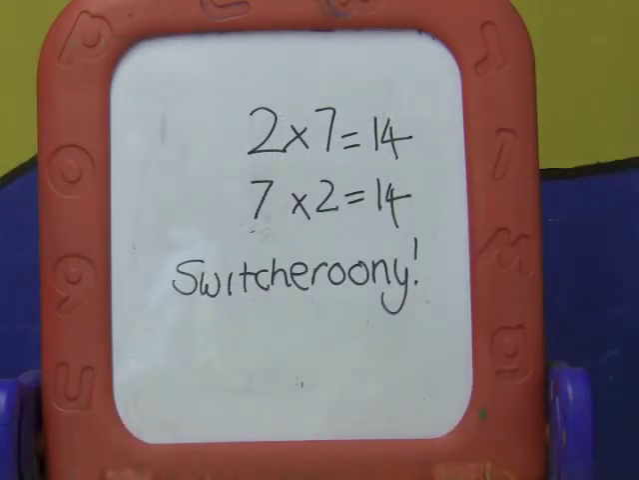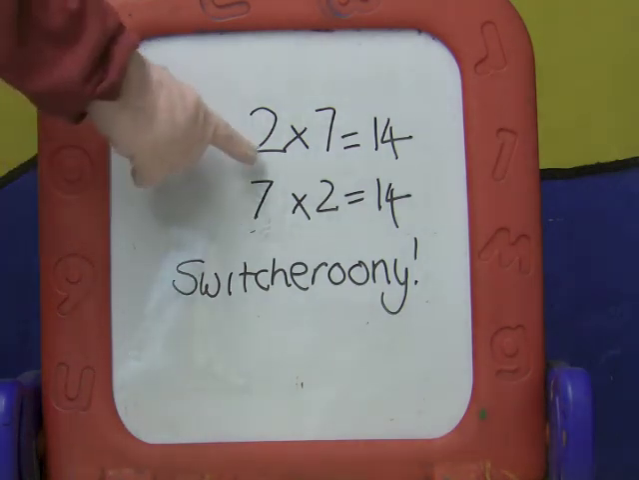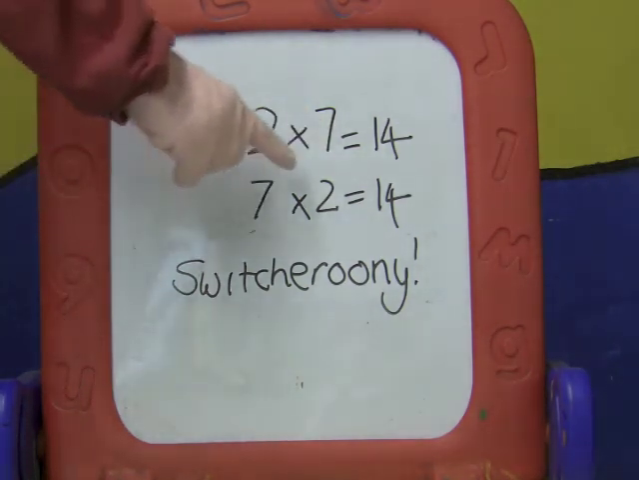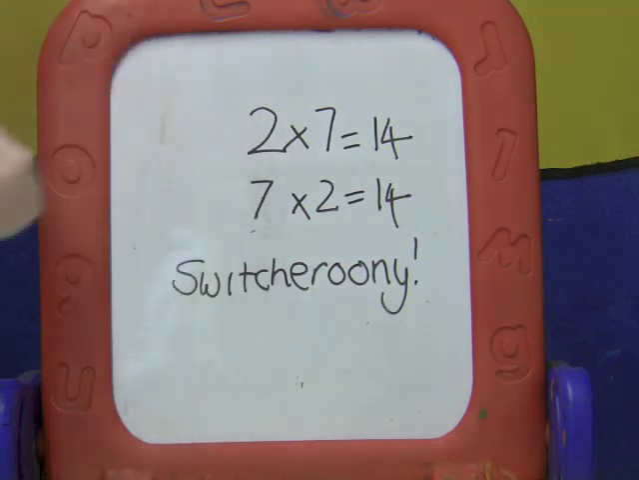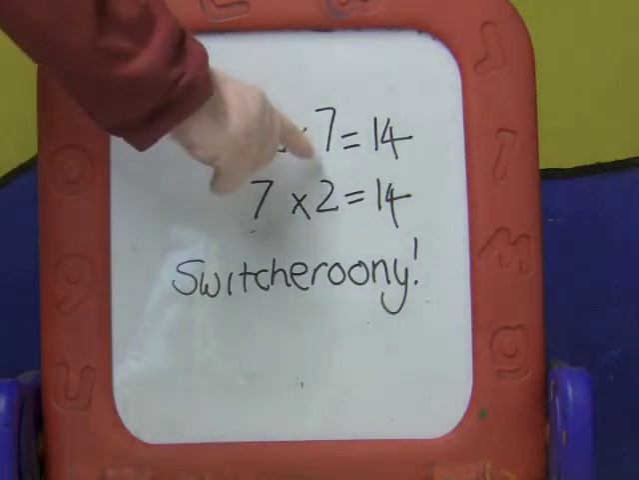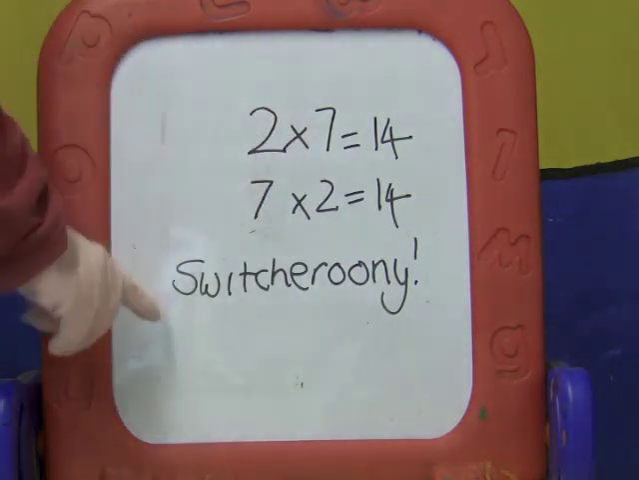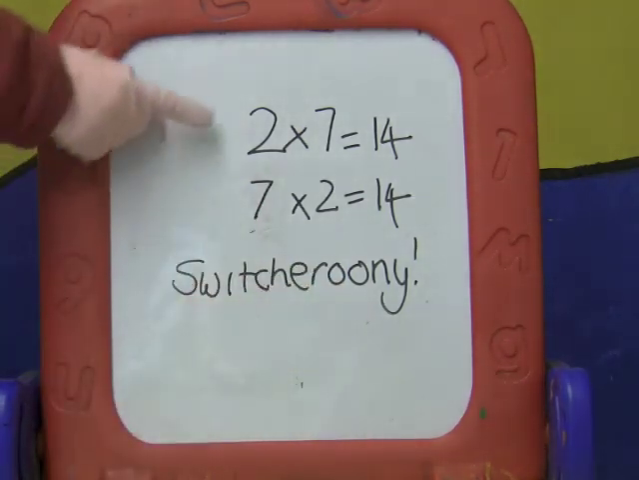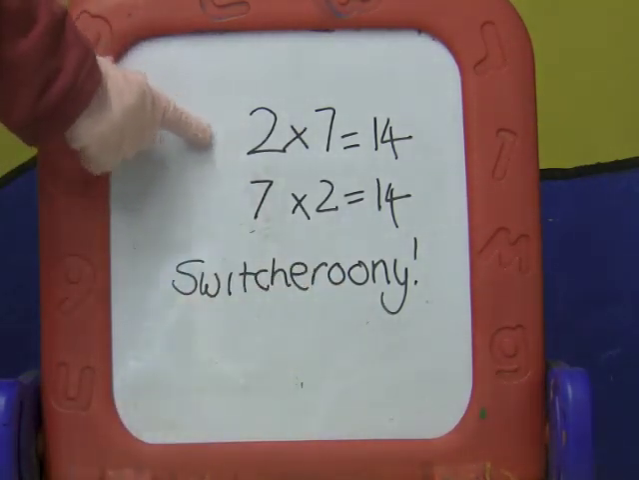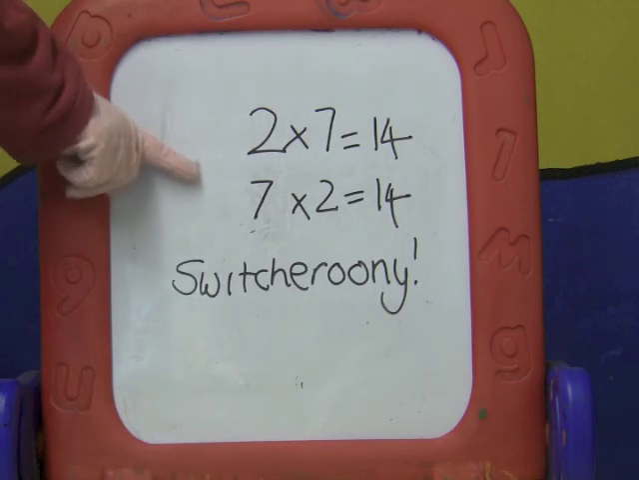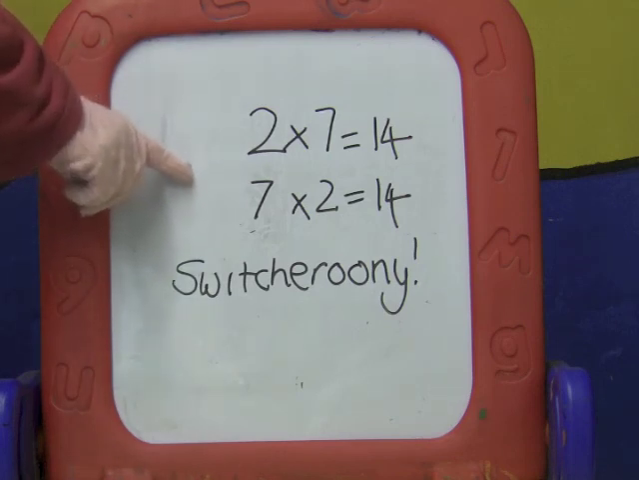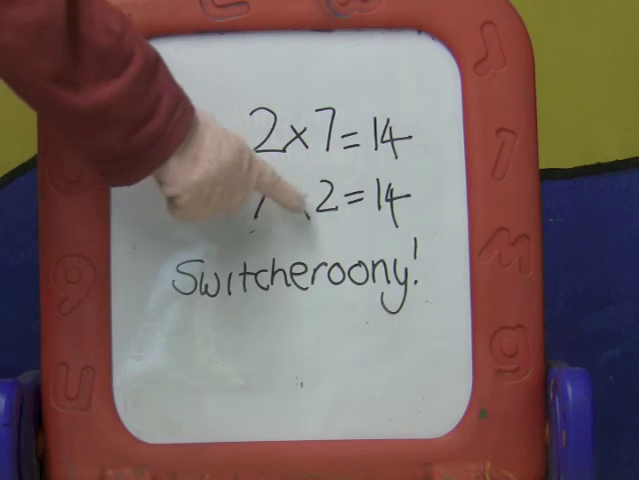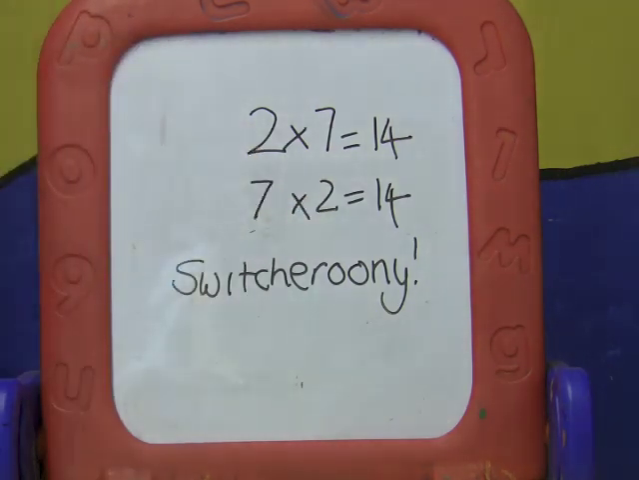We've also learned that when I do 2 lots of 7, I'm counting sevens twice. But if I'm not very good at counting in sevens, I can switcheroony, because 2 lots of 7 is the same as 7 lots of 2. So I can hold up 7 fingers and count in 2s.